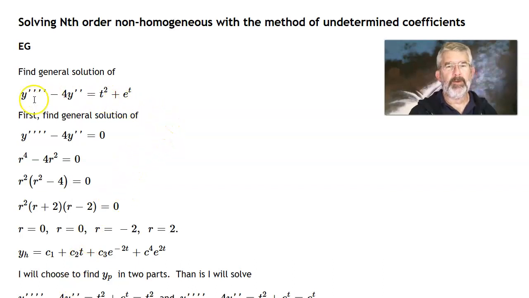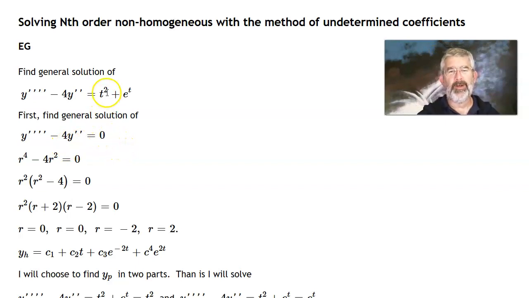So here we go. Here's my differential equation. I've got the fourth derivative of y minus 4 times the second derivative of y equal to t squared plus e to the t. Now, similar to second order, if you're going to get the general solution of this non-homogeneous equation, what you need to do is first find the general solution for the homogeneous equation, and then find one particular solution for the non-homogeneous. So the first thing to do is to solve the homogeneous equation.